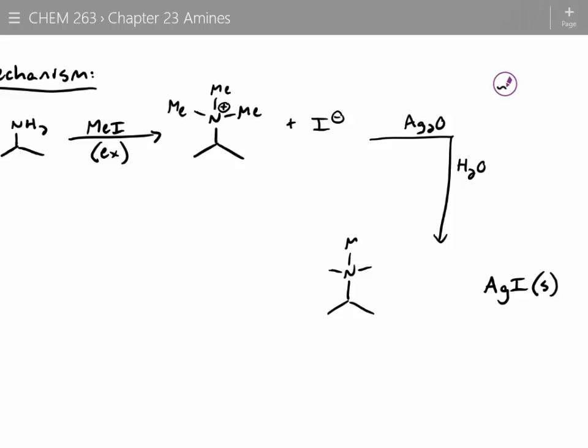All right, so we're going to convert this iodide to hydroxide. And we've got these beta protons. So this hydroxide can come, grab a beta proton, clamp down, and kick off our leaving group.